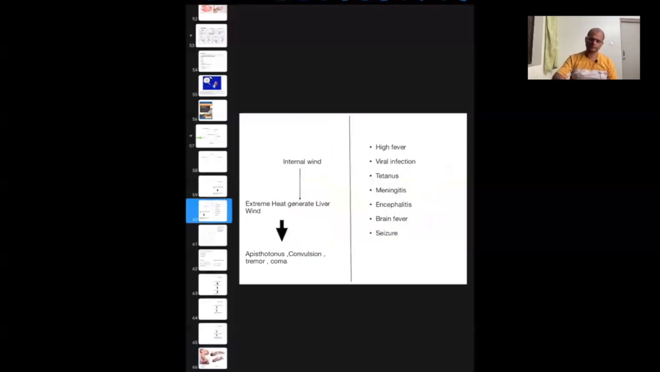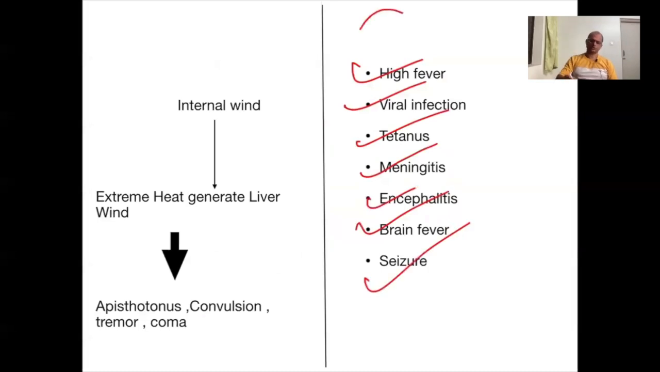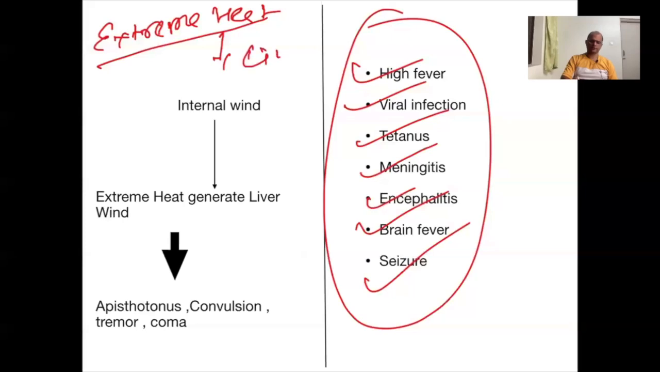Very high fever, viral infections, tetanus, meningitis, encephalitis, infection and inflammation of the brain, brain fever, seizure. These are all reasons of very extreme heat. Maybe because of high fever, it will create internal liver wind.